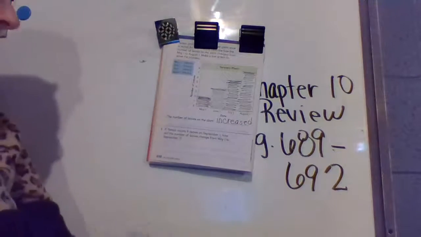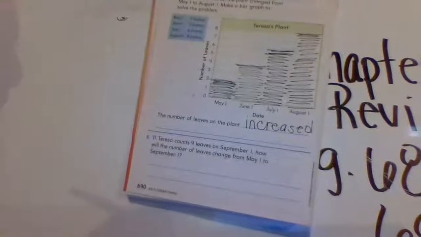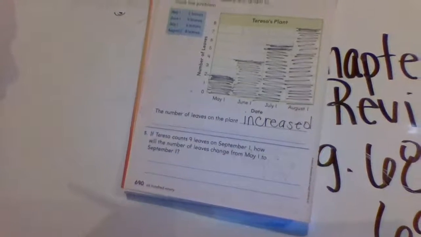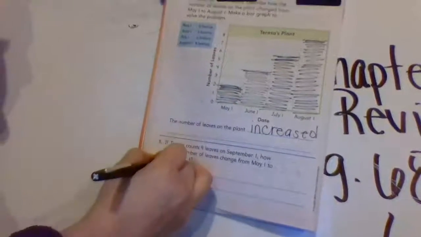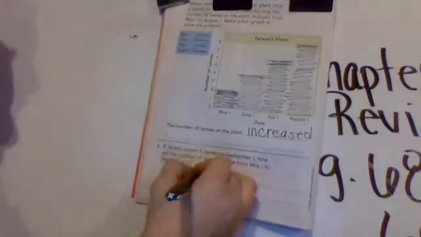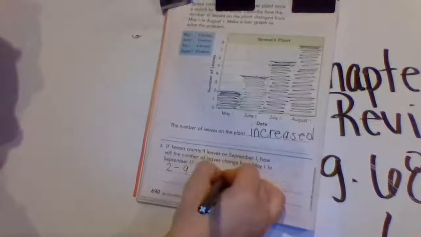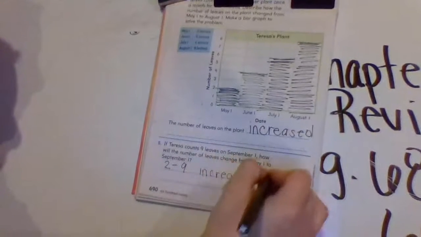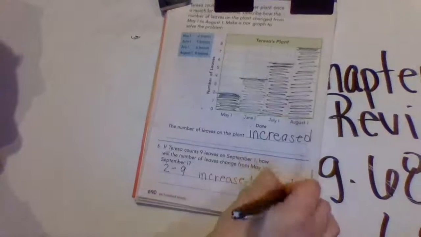All right, if Teresa counts 9 leaves on September 1st, how will the number of leaves change from May 1st to September 1st? So on May 1st, it was 2. And on September 1st, it would be 9. So how did they change? Should they increase or decrease? 2 to 9. Did it go up or down? Good. It increased, and by how many? How many more leaves were there? 7 more leaves. So it increased by 7 more leaves.